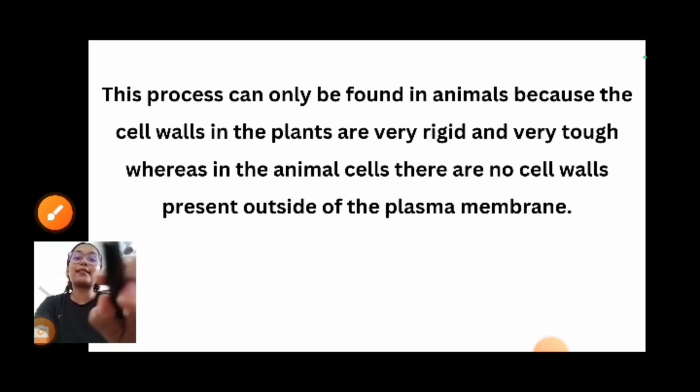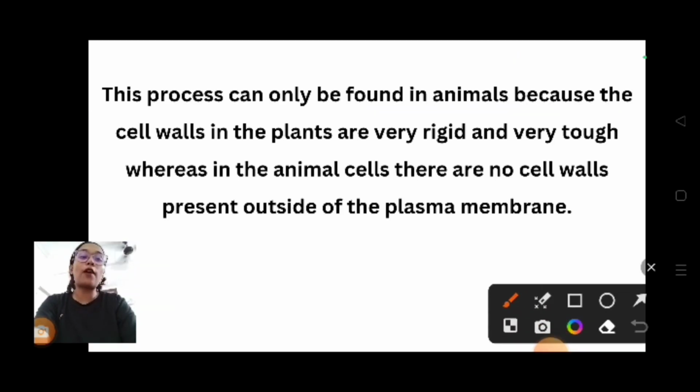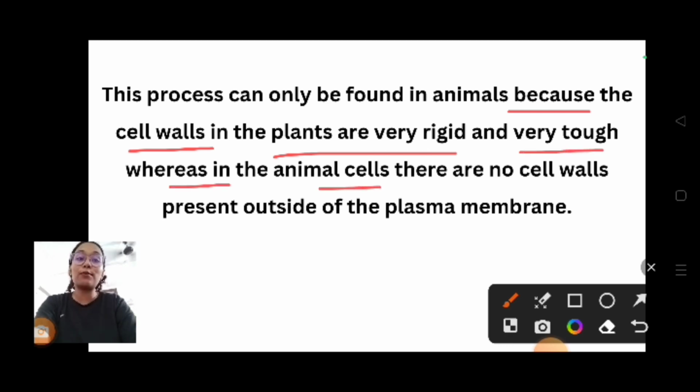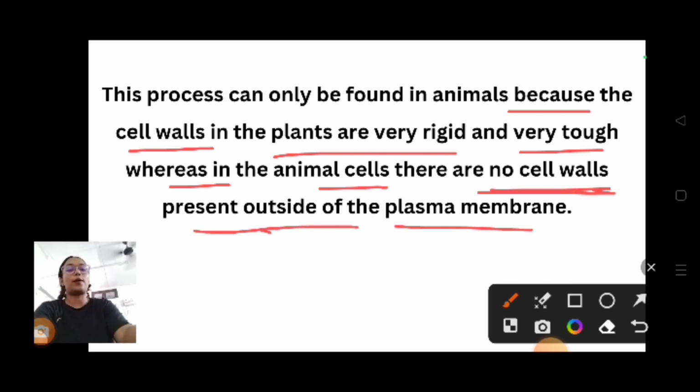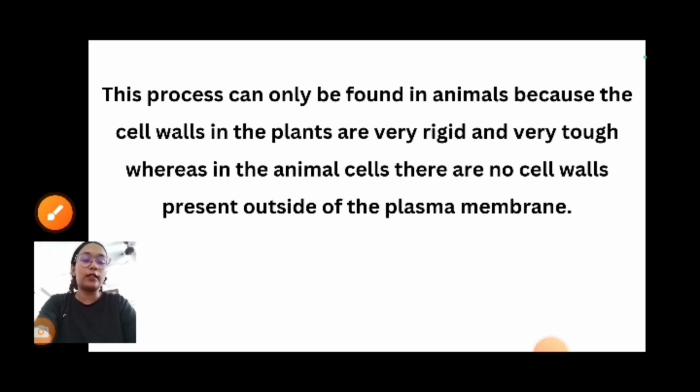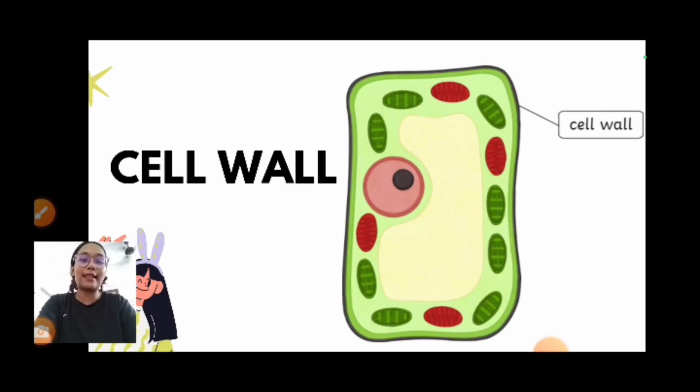So let's see the answer. This process can only be found in animals because the cell wall in plants is very rigid and very tough, whereas in an animal cell there is no such cell wall present outside the plasma membrane. Understanding the points? Okay, then moving on to the next slide.